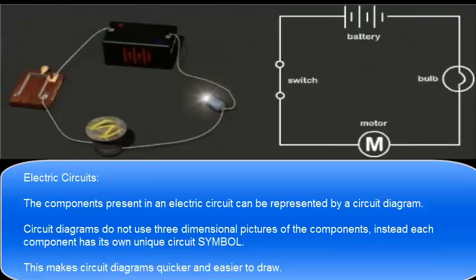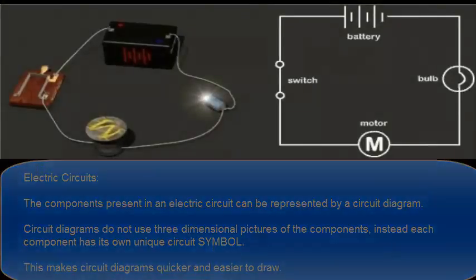Electric circuits. The components present in an electric circuit can be represented by a circuit diagram. Circuit diagrams do not use three-dimensional pictures of the components. Instead, each component has its own unique circuit symbol. This makes circuit diagrams quicker and easier to draw.